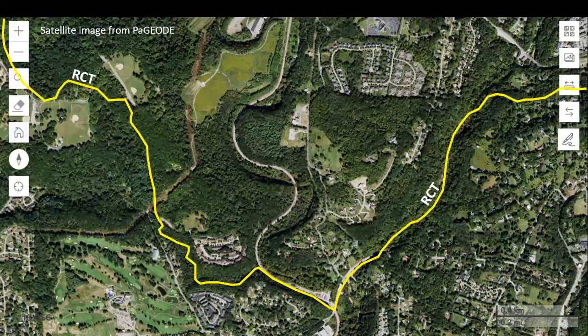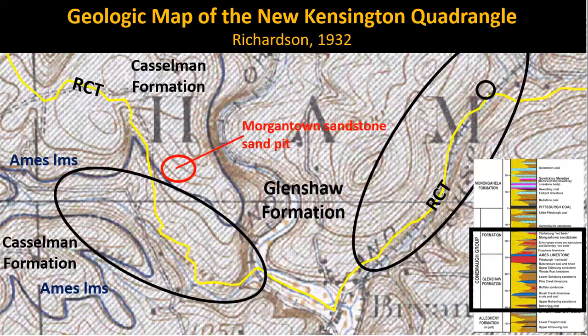On the satellite image, you can see that they're nice natural areas, the trail traverses both Crouse Run and Rocky Dell. There's the geologic map. Crouse Run and Rocky Dell, the rocks there are below the blue line that is the Ames limestone. But first, we'll look at a level that's above the Ames limestone. It's the level of the Morgantown Sandstone, and there's actually a sand pit where Morgantown Sandstone was mined.